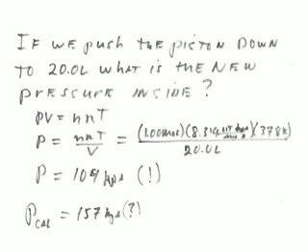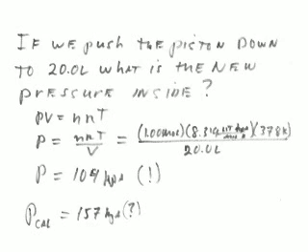If we push the piston down and make the new volume 20 liters, what's the new pressure inside the piston going to be? Well, you could actually solve this two ways. You could try and solve it as a Boyle's law problem, or you could simply go ahead and use PV equals nRT. P equals nRT divided by V.